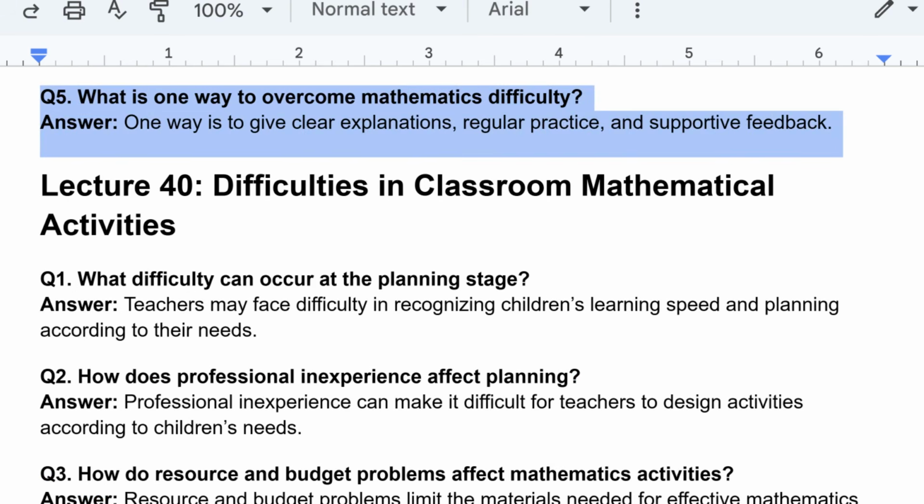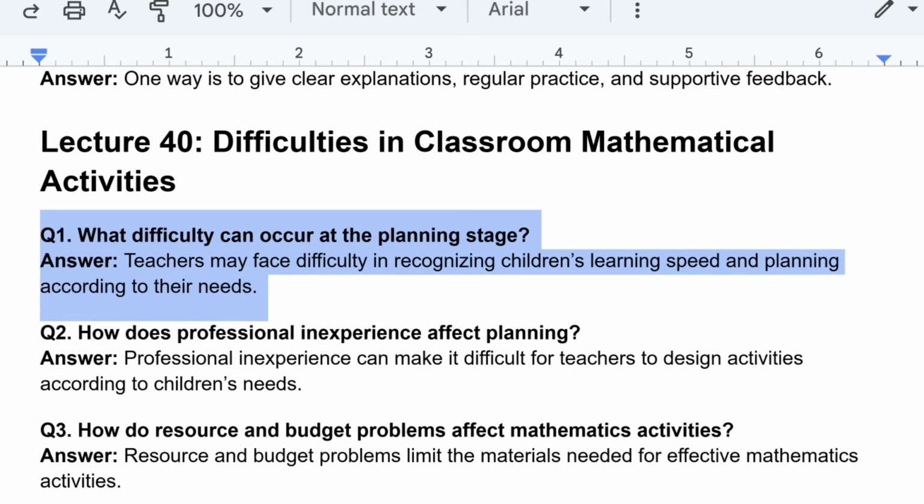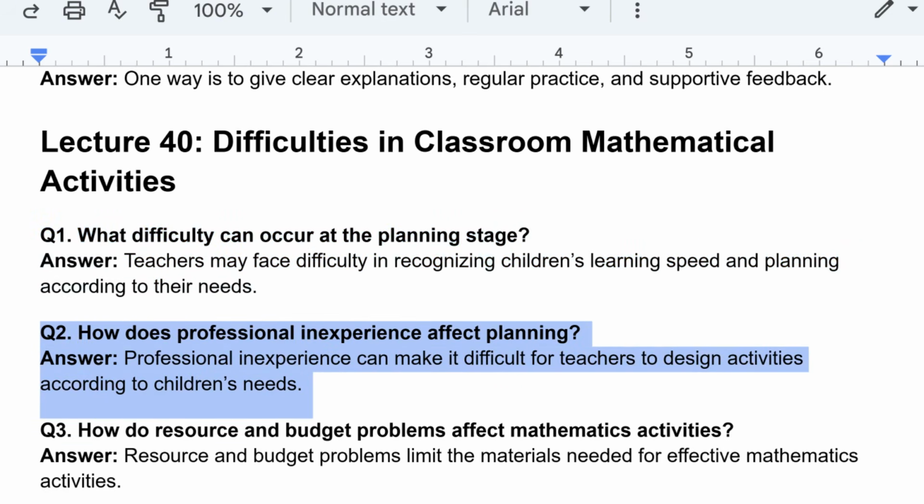What difficulty can occur at the planning stage? Teachers may face difficulty in recognizing children's learning speed and planning according to their needs. How does professional inexperience affect planning? Professional inexperience can make it difficult for teachers to design activities according to children's needs.